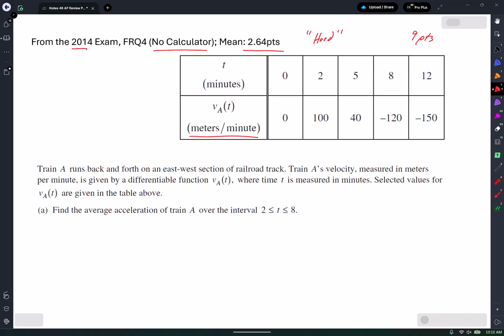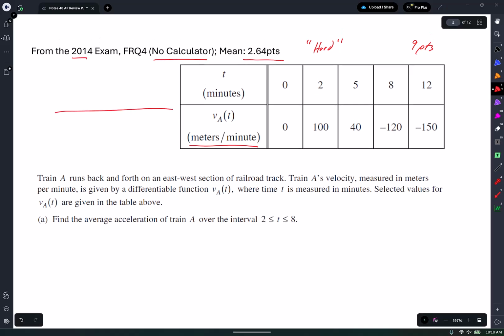Train A runs back and forth on the east-west section of a railroad track. Train A's velocity, measured in meters per minute, is given by a differentiable function V_A of t, where time t is measured in minutes. Selected values for V_A of t are given in the table below.